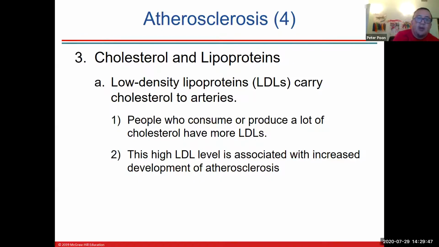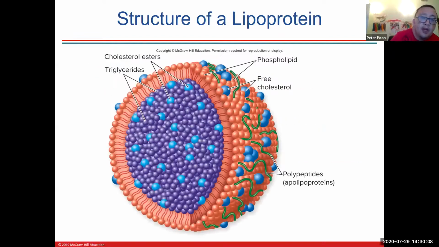So people consume a lot of cholesterol, a lot of meat, or produce a lot of cholesterol, that's genetic. They have higher levels of LDLs. A higher LDL level is bad. So this is a bad cholesterol and increased risk of arteriosclerosis. Okay, so this is an LDL.